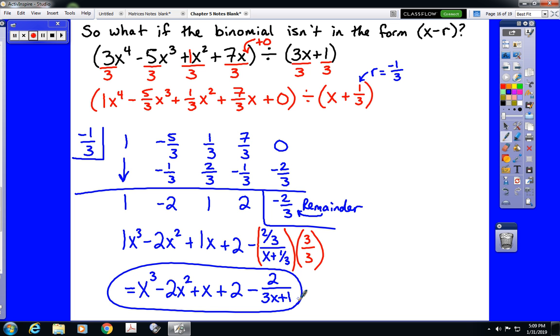So our answer would end up being x cubed minus 2x squared plus x plus 2 minus 2 over 3x plus 1. Let's do one more example of this, and then we'll cut this video off and do the last two examples as a separate video.